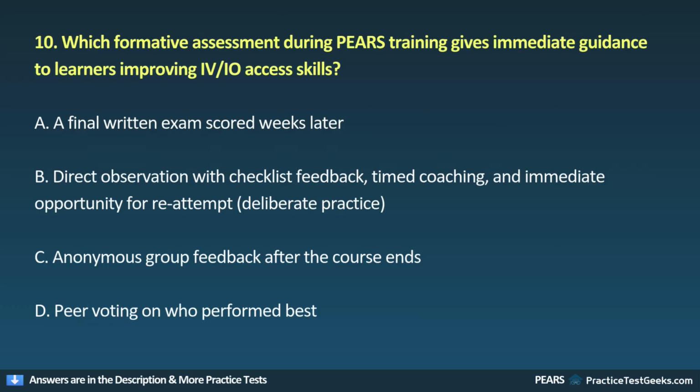10. Which formative assessment during PEARS training gives immediate guidance to learners improving IV/IO access skills? A. A final written exam scored weeks later. B. Direct observation with checklist feedback, timed coaching, and immediate opportunity for reattempt, deliberate practice. C. Anonymous group feedback after the course ends. D. Peer voting on who performed best.